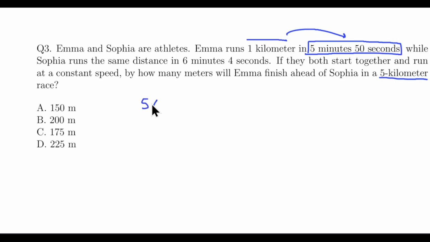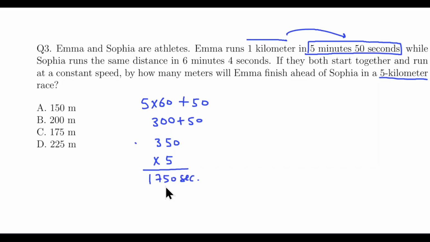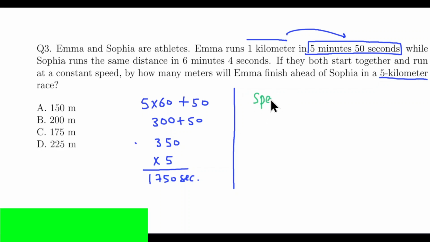So this time is 5 multiplied by 60 in seconds plus another 50, which will be 300 plus 50, which is 350. What is this multiplied by 5? So 1750 seconds. That's what Emma is going to take to complete the race. Now I need to find how much Sophia has covered in this time, right? So in order to find that, I first need the speed of Sophia.